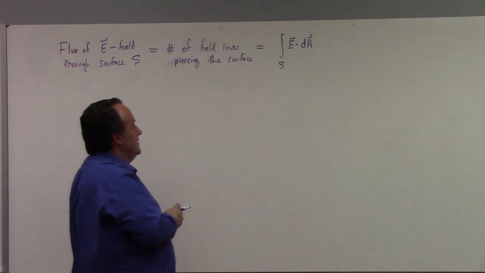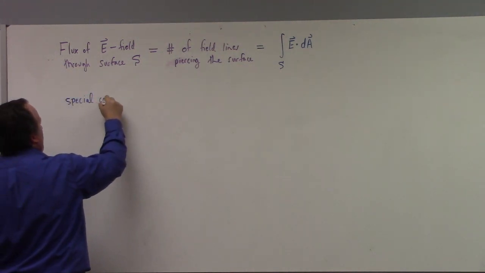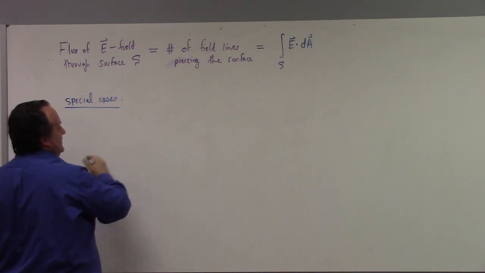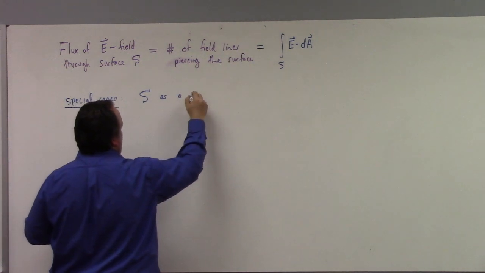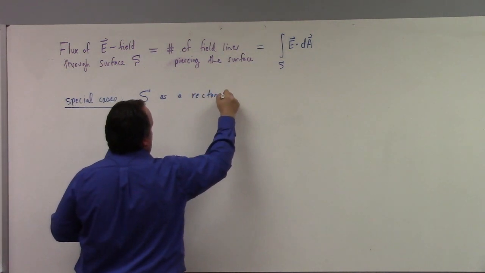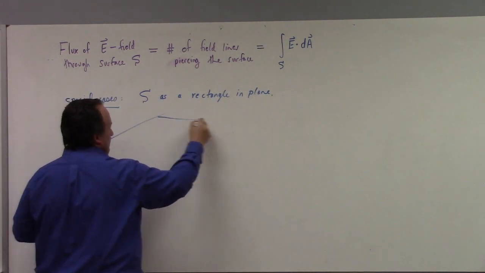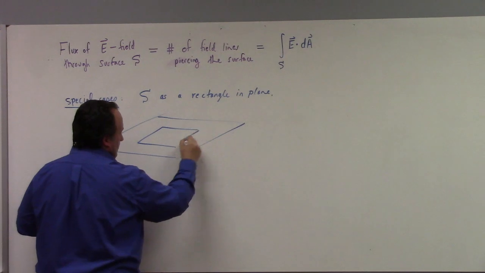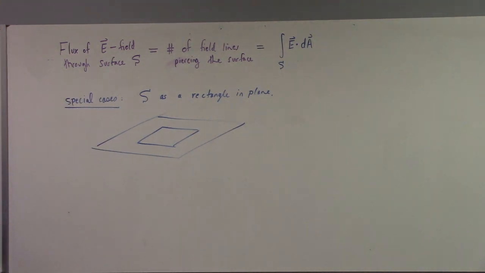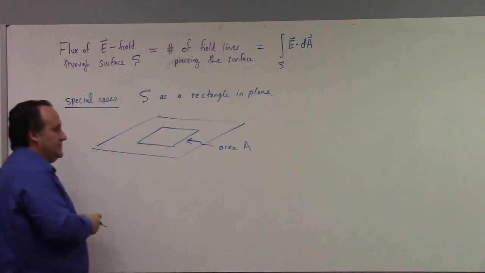So let me give you some special cases, which will be helpful to us. We can think of S as a subset of a rectangle in a plane. Right, so here's a picture. Here's my rectangle, and that rectangle has a certain area, area A, right?